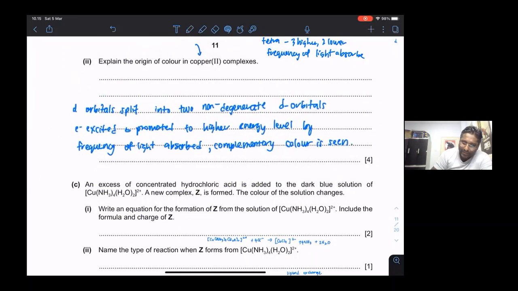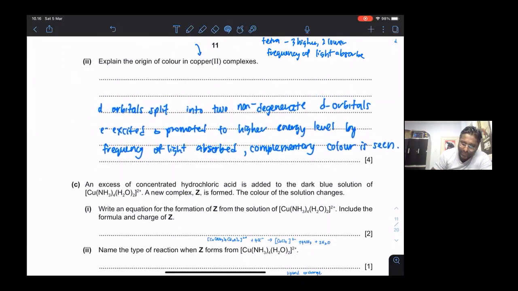You can see that the marking key should include the term non-degenerate d orbitals. If you look at the normal marking key, they will not mention that, just d orbital splitting. But because of the new syllabus, you need to include the d orbitals. They split into 2 non-degenerate d orbitals. Non-degenerate orbitals means they have 2 different energies.